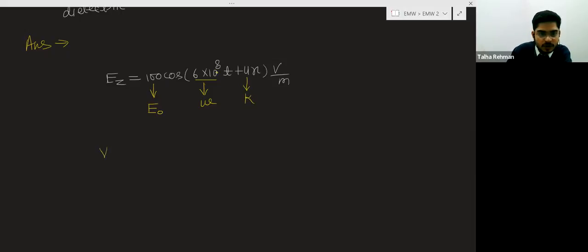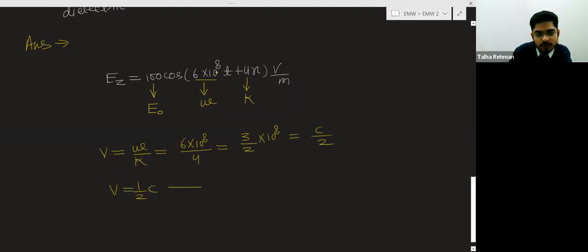Now speed of wave is equal to omega by k. What is omega? 6 into 10 to the power 8. And what is k? k is 4. So basically it will become 3 by 2 into 10 to the power 8. What is 3 into 10 to the power 8? Speed of light divided by 2. Basically the speed of this wave is half of the speed of light. Suppose this is your equation number 1.